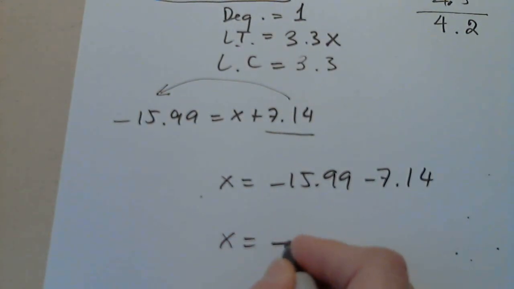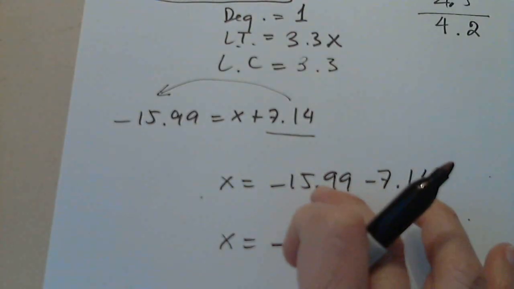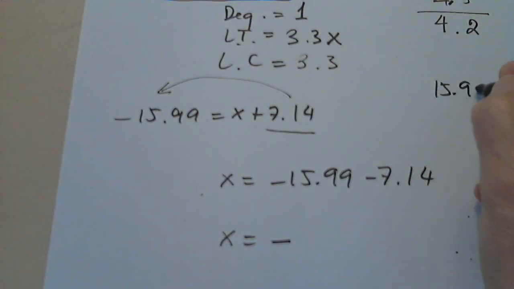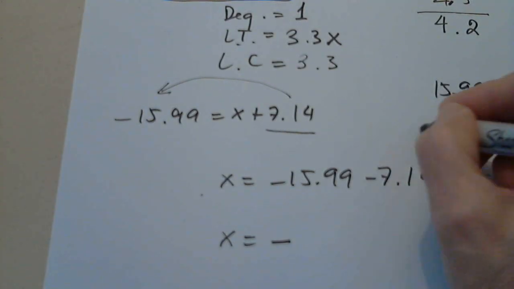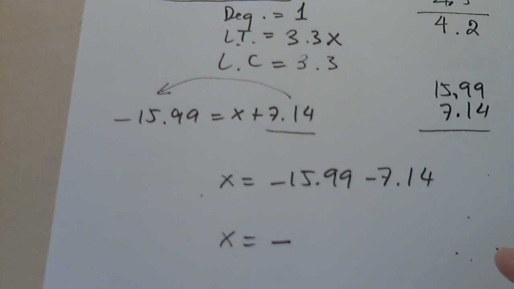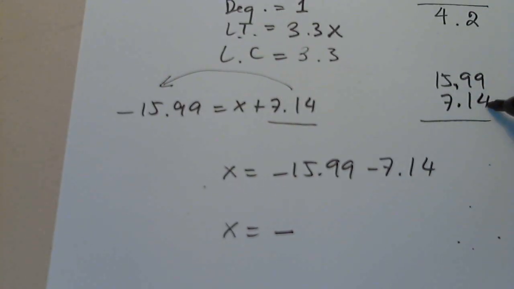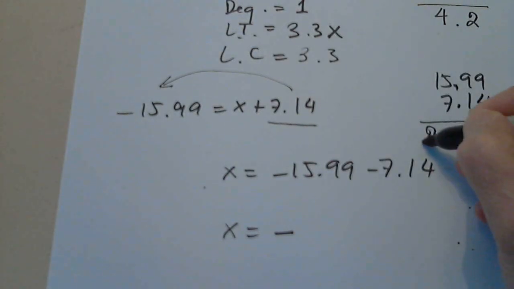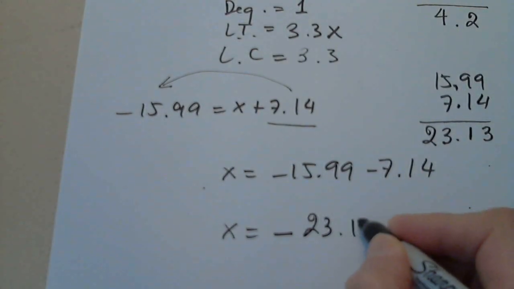Please establish the sign first. This is a debt and this is another debt. I have to add them. So I have 15.99, 7.14. Remember, the decimal digits have to line up. 9 plus 4 is 13, 3 and 1. This is 10, plus 1 is 11. I carry a 1. So I have 5 plus 7 is 12, plus 1 is 13. And I have another carry, another 1, so this is 23.13.